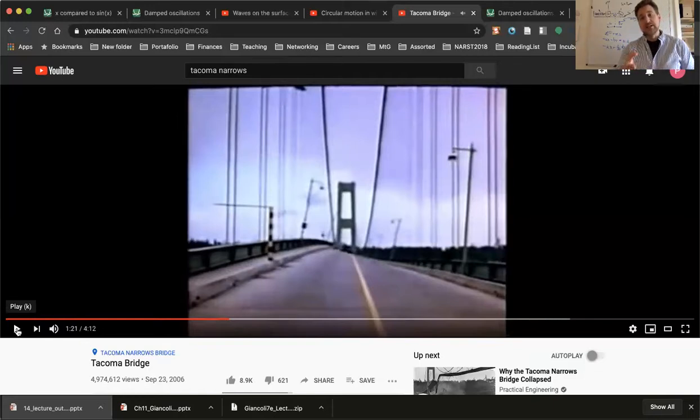The wind speed, 42 miles an hour, apparently, is like our pushing force as for the swing set. It happened to be pushing the bridge, strumming it almost like a guitar string.